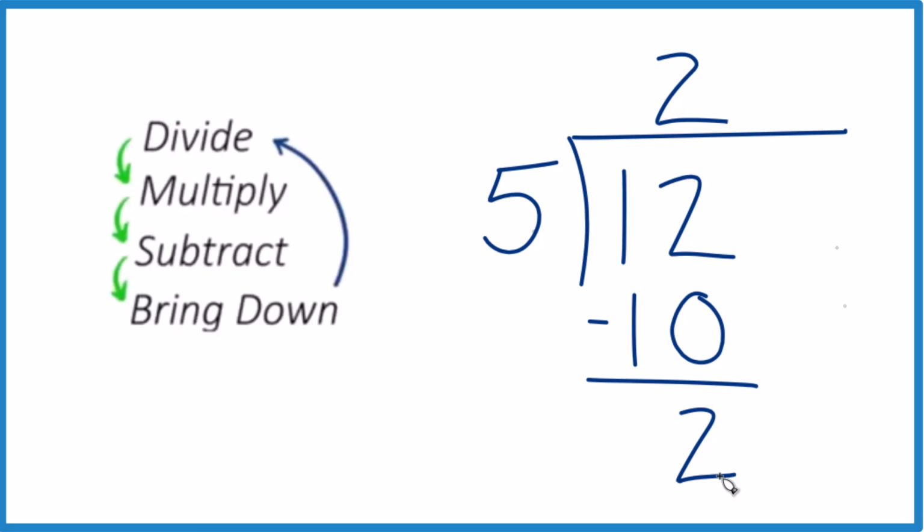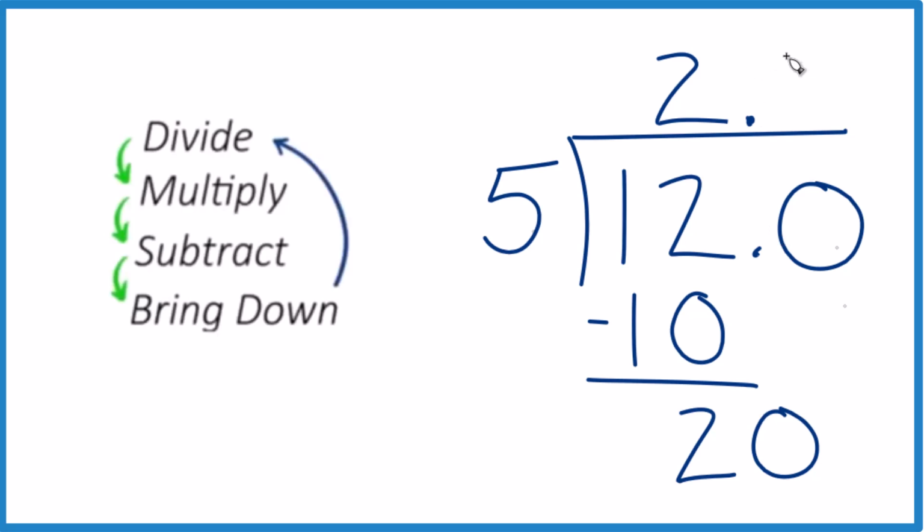And then we bring down. Well, there's nothing to bring down. So what we can do is call this 12.0. It's still 12, but now if we put our decimal point here and here, we can just bring this 0 down, and then we go back up to where we start.